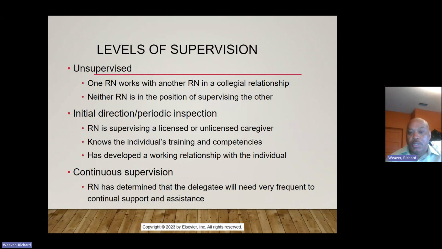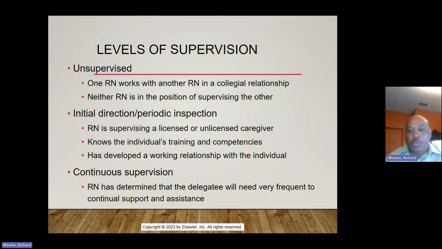So, for example, the RN has been working with the nursing assistant for 6 months, right? And is comfortable in giving initial directions for a delegated task, and also following up with the assistant once during the shift, just to make sure, or you want to evaluate the situation just to make sure that, again, the patient is safe.